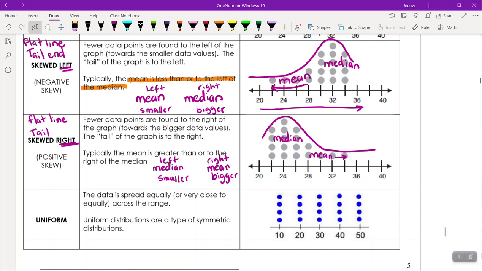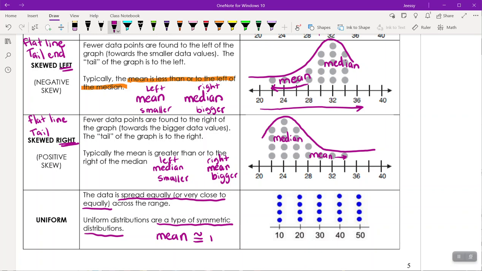All right, and the last type of data is constant or uniform, is evenly spread out, or very close to equally spread out, okay? And they're a type of symmetric distributions. Why? Because the mean is going to be approximately equal to the median as well. All right, just like in symmetric.